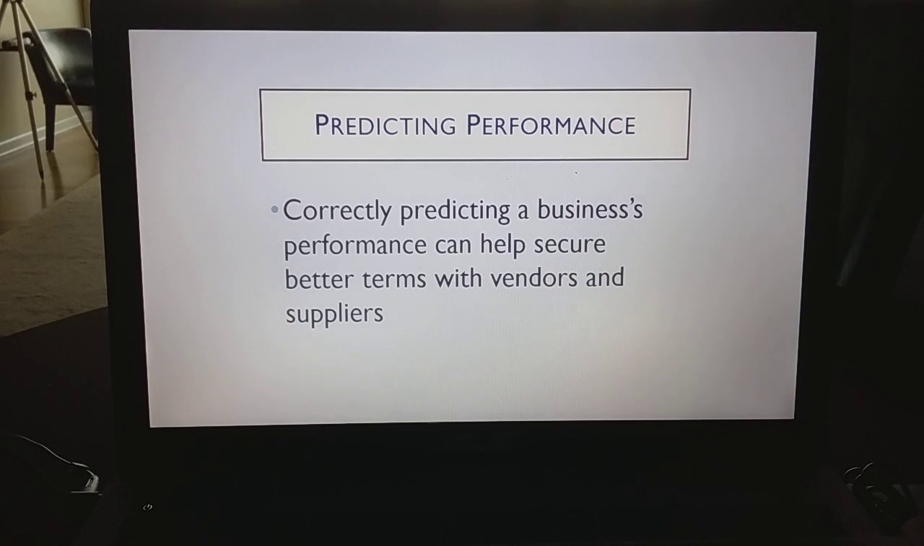So predicting performance: if you can predict your performance, you can take that literally to the bank or to other creditors to let them know how you're going to be doing, so to help with future financing, that kind of thing.